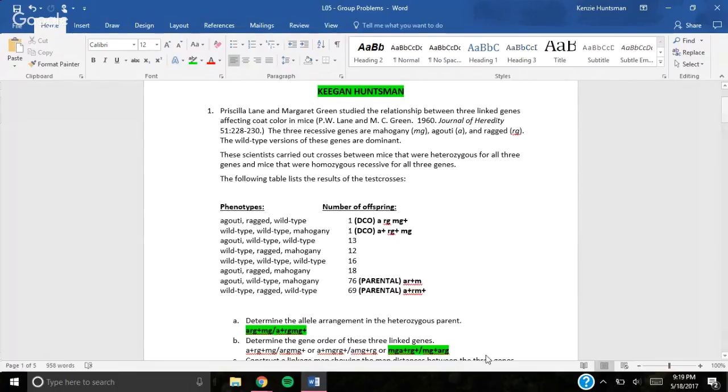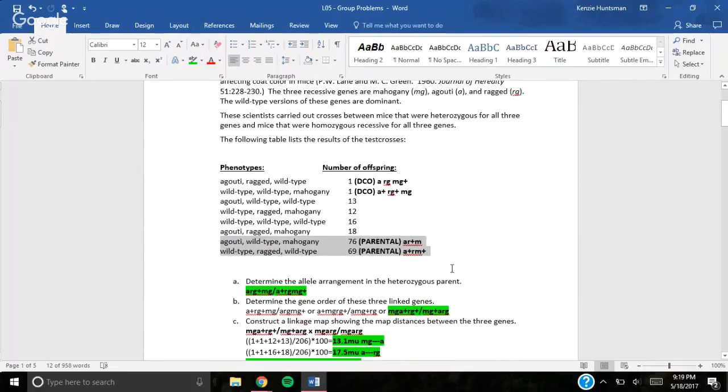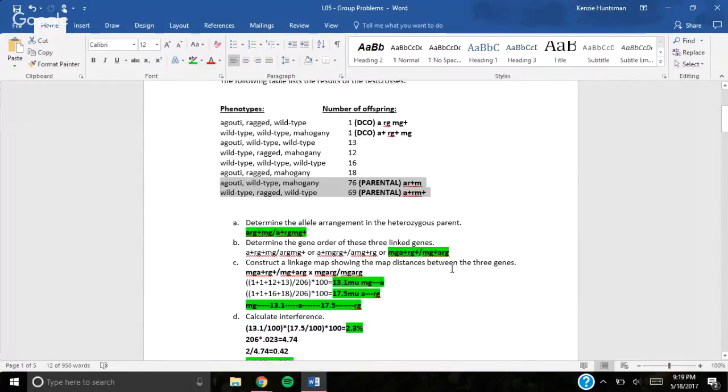So, the first question, determine the allele arrangement of the parents. You look at the parentals. Parentals are always the two most numerous. So we see these two right here that are marked. So that's how we came up with the parental allele arrangement for the heterozygous parent.